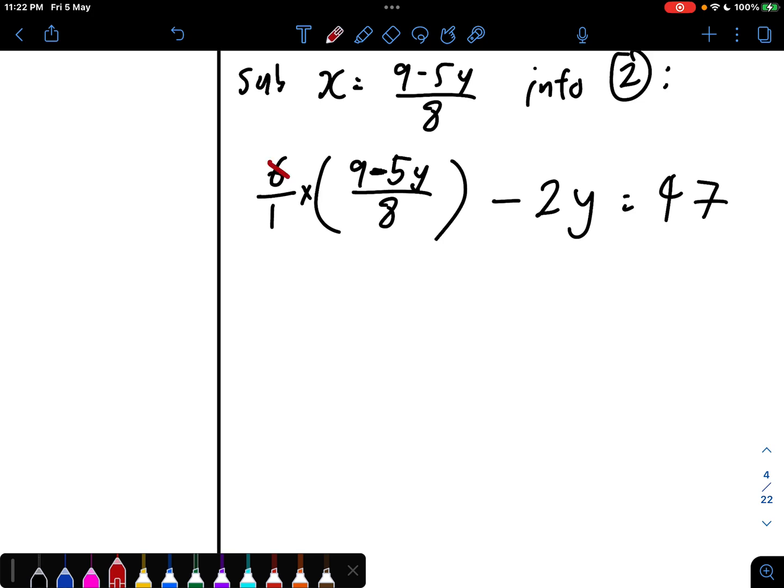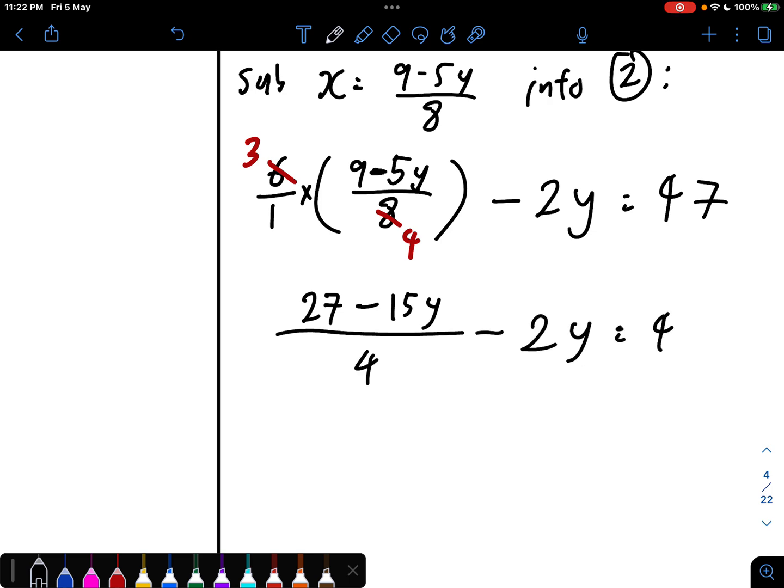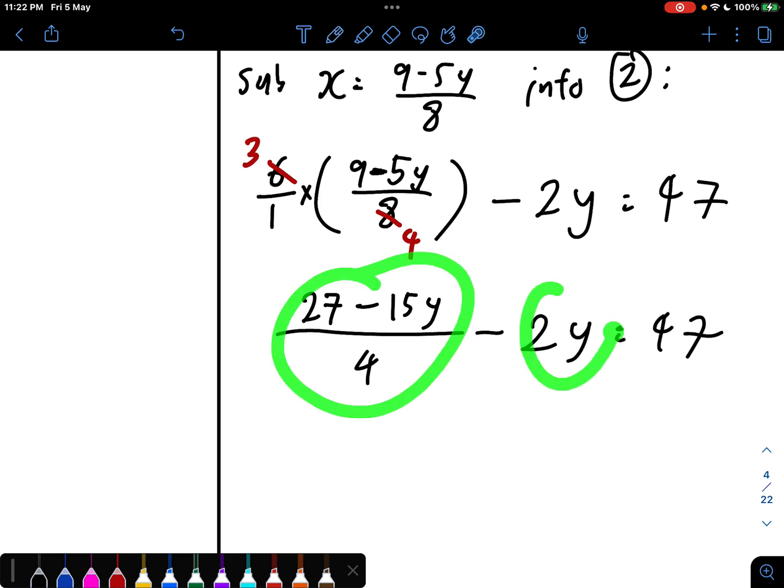Okay, so 6 and 8 cancel off. You're left with 3 and 4. So 3 here, 9 minus 5y there. You can multiply in 3 times 9, 27, 3 times negative 5y, negative 15y, all divided by 4. Good. Minus 2y equals 47. You have a fraction, you have a whole number essentially.